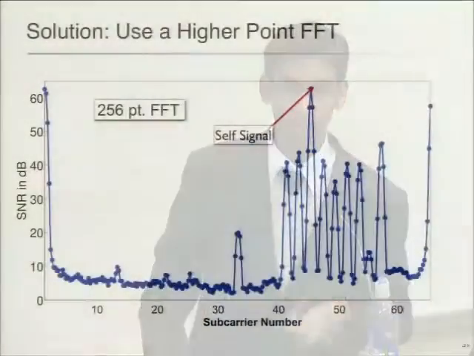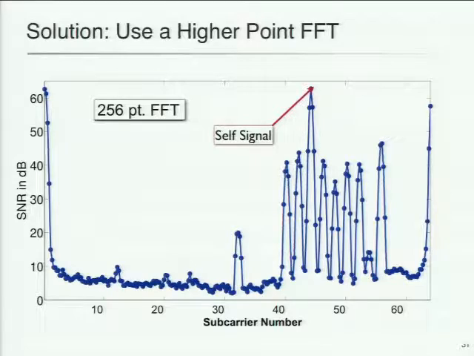Now to solve this problem, Wi-Fi uses a 64-point FFT to get a frequency spectrum at any receiver. We find that if we use a higher point FFT, it's possible to resolve these frequencies better. From this diagram you can see that although the self signal is high, we can clearly see where the other peaks are, and from there find out what subcarriers are active and hence what backoff values other people have chosen in the network.